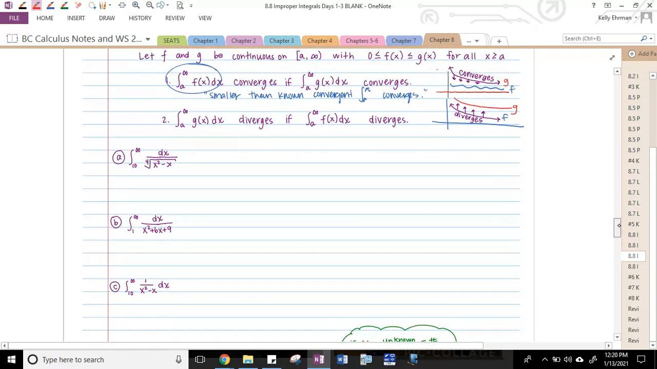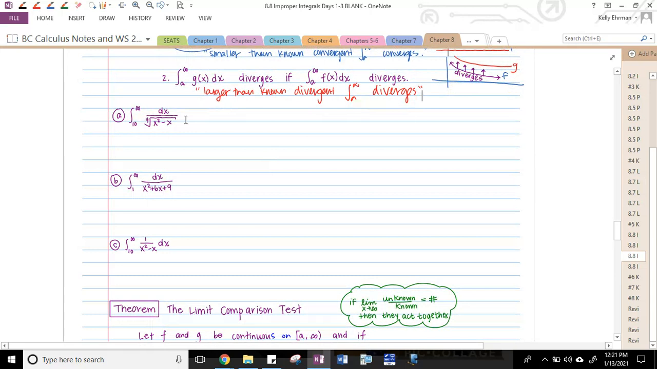All right. So to phrase that, I don't know if my phrasing helps or hurts, but the larger than known divergent integral diverges. But honestly, in my brain, I'm just kind of doing this picture. I'm more of a graphing type person.